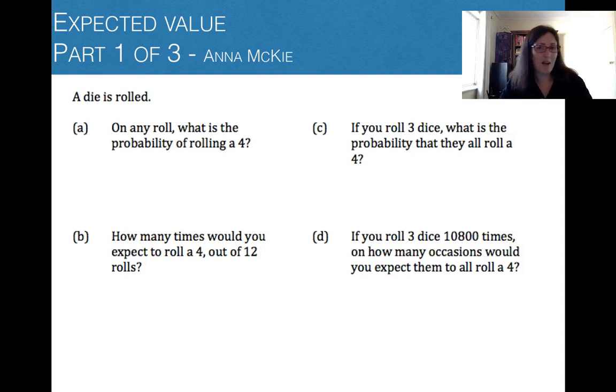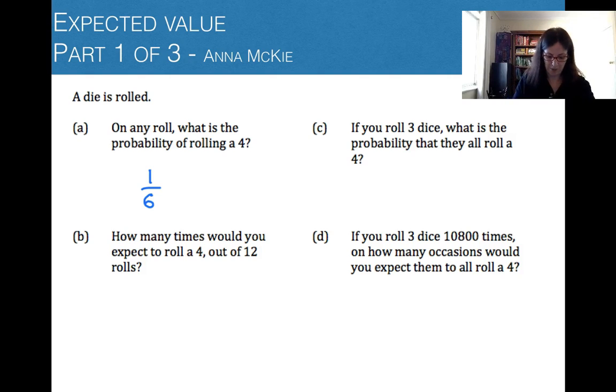We have one example to do for this video, nice and short. So we're looking at when you roll a die. On any roll, what is the probability of rolling a 4? We start by writing that as a fraction. You think about how many different options we could get: 1, 2, 3, 4, 5, or 6. So there are 6 different options, and the chance of getting a 4 is a 1 in 6 chance.